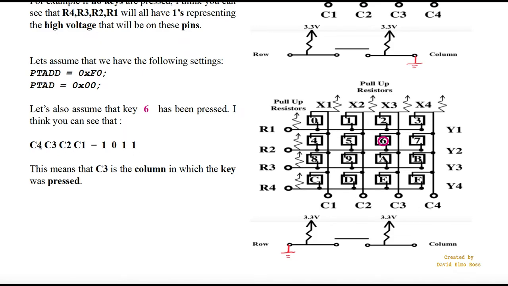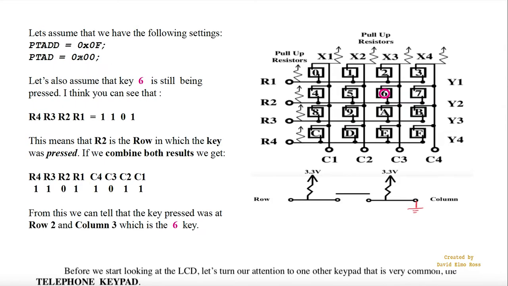But notice we got C4 here, C3, C2, C1. C4 is going to be 3.3. This is going to be ground because we were actually connecting that to ground. And then C2 and C1 are also going to be 3.3. So C4, C3, C2, C1 is going to be 1, 0, 1, 1. And if we store that away somewhere, we'll know which one of these columns, in this case column 3, key was pressed in.